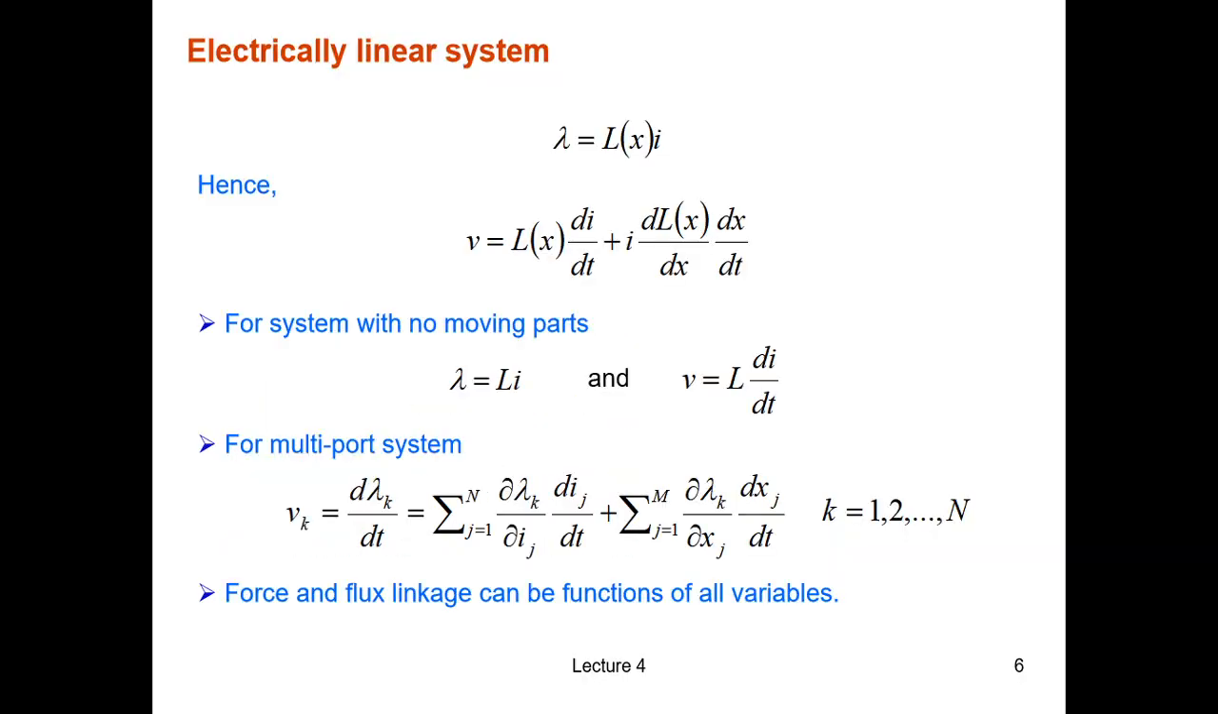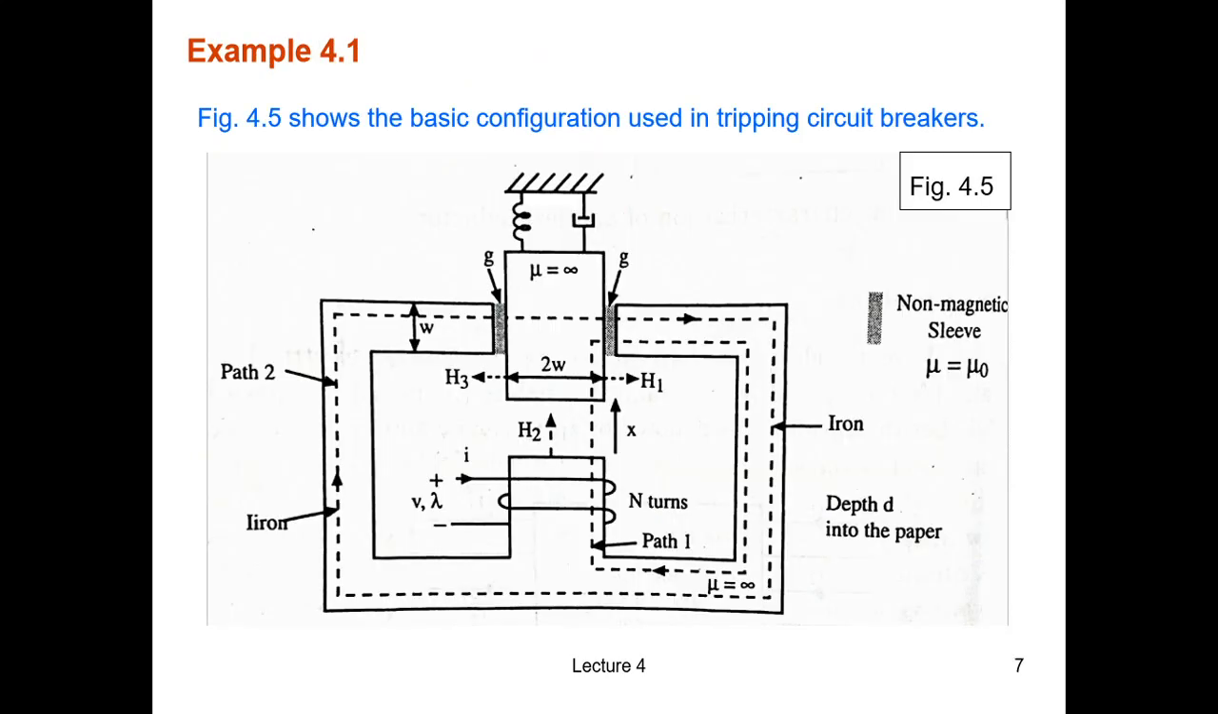Okay, guys, let's continue with part 2 of lecture 4. Okay, so this is example 4.1. We have the basic configuration used in a tripping circuit breaker.